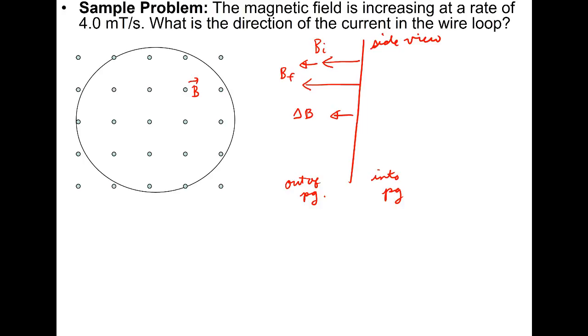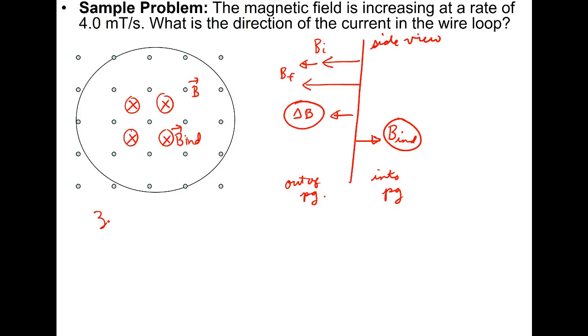Now, Lenz's law says that there will be an induced field, B induced, which will be exactly opposite to the change in the magnetic field, to cancel out the change. In other words, nature is going to kind of bring the system back to equilibrium before there was this change. And so that means that the induced field can be drawn as going into the page. So the induced field is going into the page.